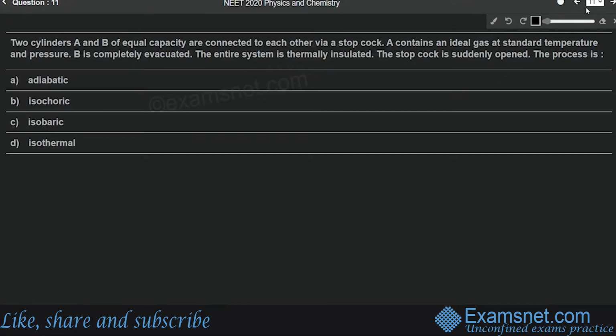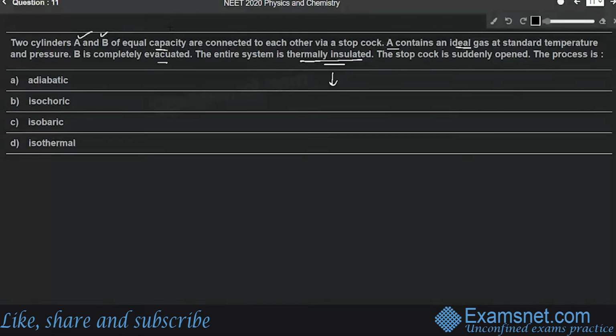Question number 11 is from the chapter Thermodynamics, and the question is, two cylinders A and B of equal capacity are connected to each other via a stopcock. A contains an ideal gas at standard temperature and pressure. B is completely evacuated. The entire system is thermally insulated. The stopcock is suddenly opened. The process is. Okay. So the most important words to note here are thermally insulated.